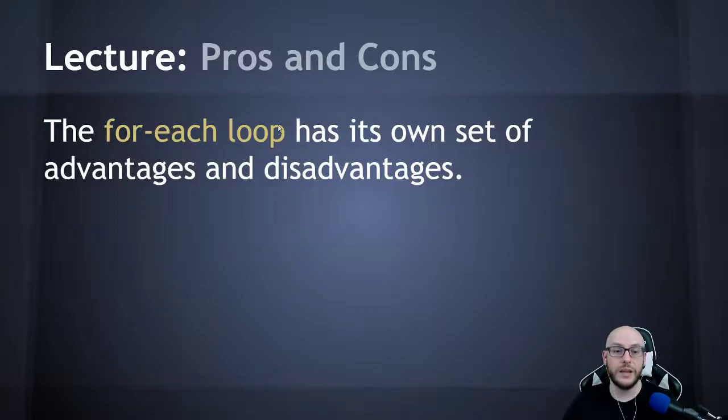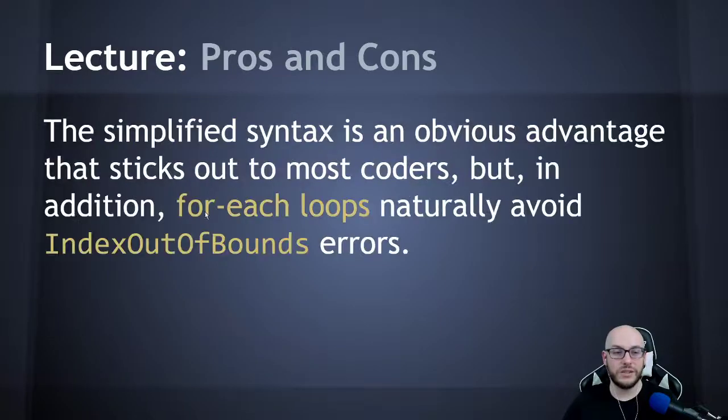The for each loop has its own set of advantages and disadvantages. The simplified syntax should be an obvious advantage to you. But in addition, for each loops naturally avoid index out of bounds errors. Right? It is impossible to get an index out of bounds error. I don't want to say completely impossible. It is basically impossible to get an index out of bounds error because there's no index.